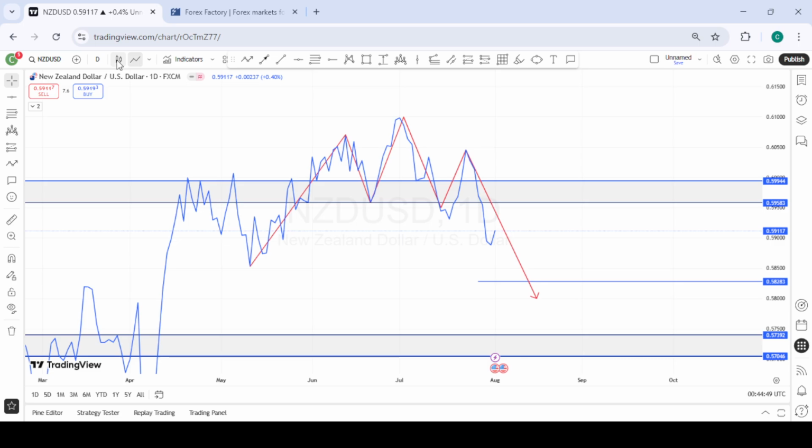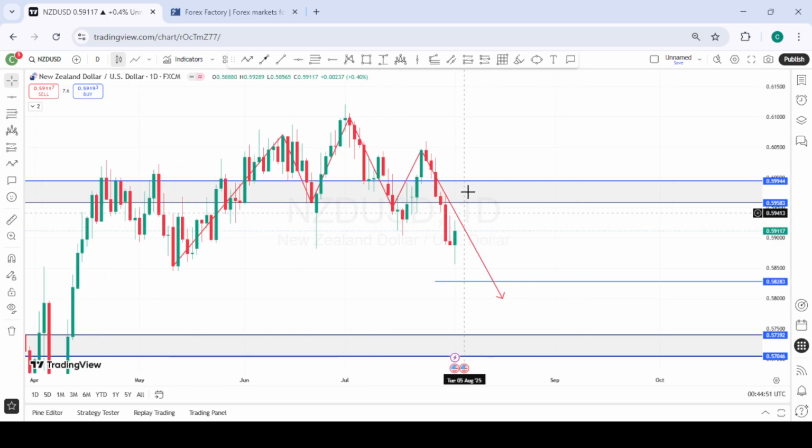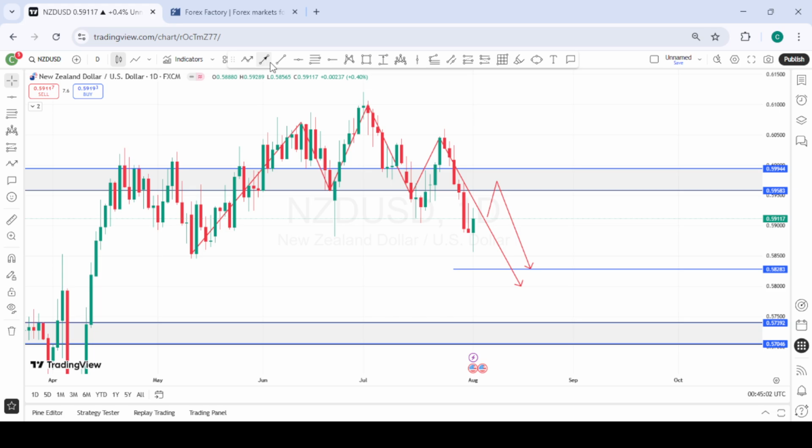So what we'll be expecting is a possible retest to this zone, just like GBPUSD. Possible retest to this zone, look for selling opportunities to the downside, and we have this point as our TP1, and then this second area of interest as our TP2. So these are our two targets for NZDUSD.